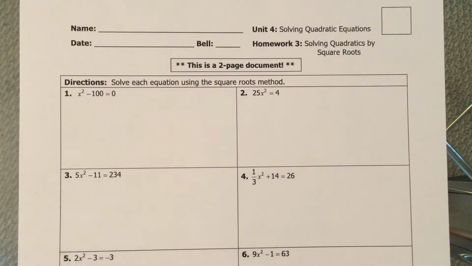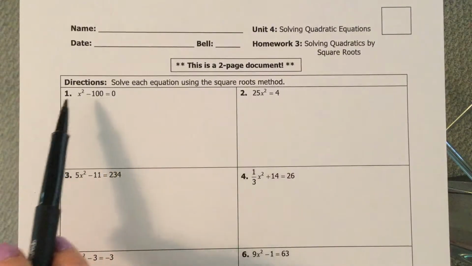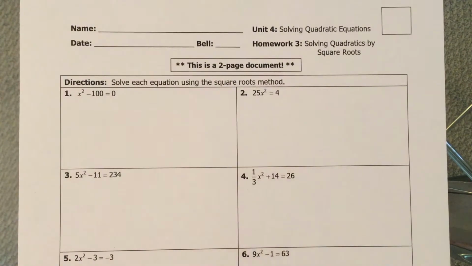Okay, homework 3, solving quadratics by square roots. So remember, these are only if you don't have an x term. Notice none of these do. They all have an x squared, they all have constants, but they don't have x terms. That is the only situation in which you would use the square root method. All of these, obviously, in this homework set are of this particular form because we're practicing this particular method.